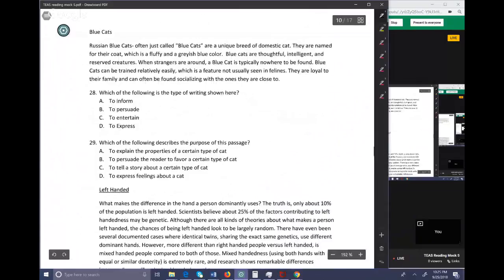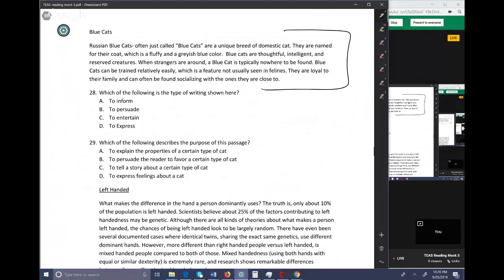The next passage is Blue Cats. This is a sort of real passage. Again, I made this passage, but it is modeled off of a passage that is very confusing and causes a lot of anger on the test. So pay very close attention to what these answers are because you're probably not going to like them. This is essentially a descriptive, informative passage. What type of writing is shown here, believe it or not, is informative.